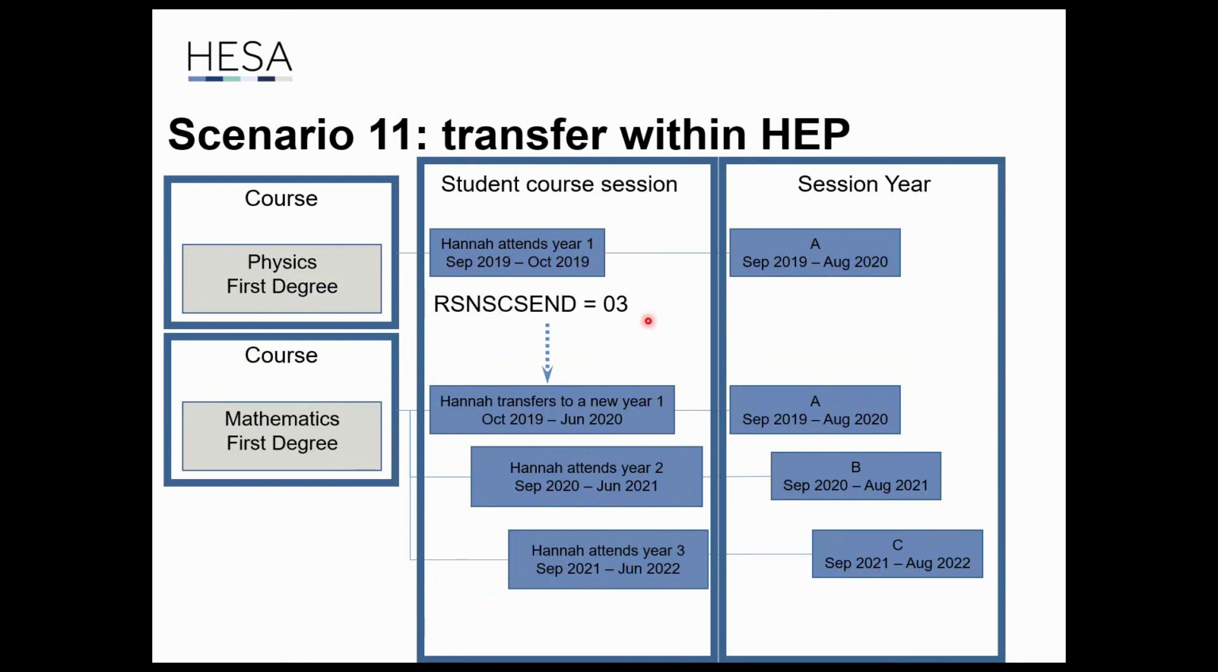So there's a reason for student course session ending that would be flagged as 03, which is transferred within provider, and that tells us that she's moving on to something else. And that means that she can have another student course session here that starts her maths degree. Like with the late starter, this is only a couple of weeks, and so it's all right to attach it to the session year. And so we've attached Hannah here to say that she's started a little bit late, but she's doing the same thing as everyone else. And then carry on years 2 and 3 as with everyone else.